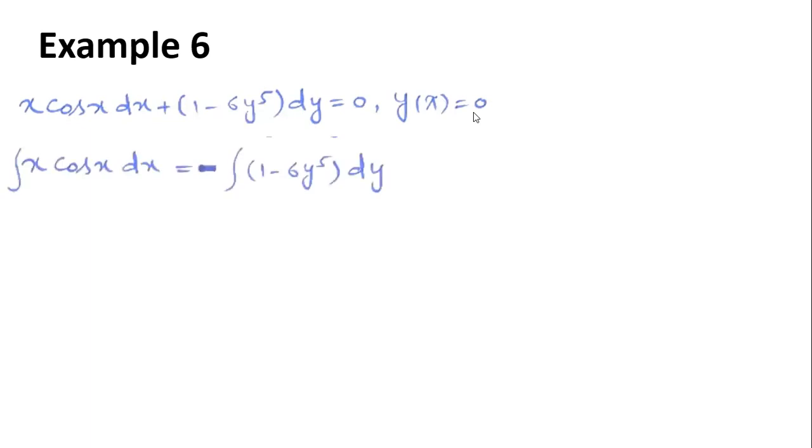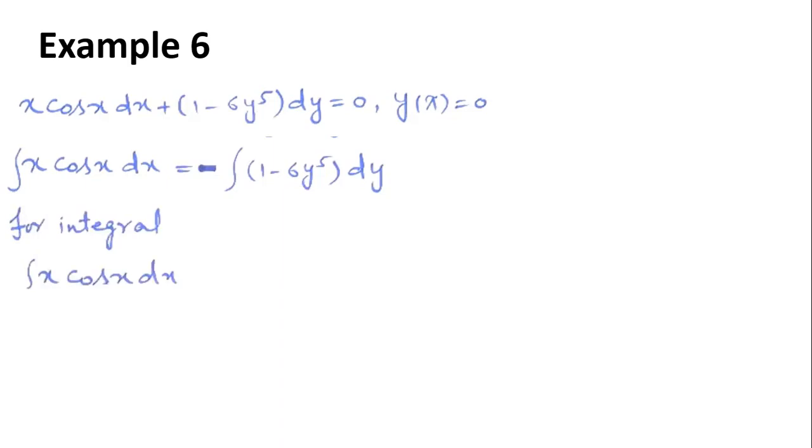So based on these initial conditions, we can solve another example here, that is x times cos x dx plus 1 minus 6y power 5 dy is equal to 0. And our initial condition in this case is y of pi is equal to 0. That means when x is equal to pi, y is equal to 0. In the first step, we will apply the method of separation of variables. So we split these terms into x on one side and y on the other side. And here we have this plus sign, so we will put this minus here.